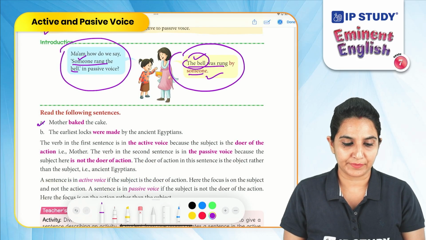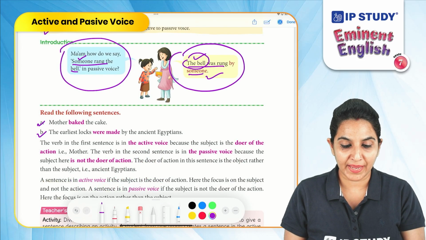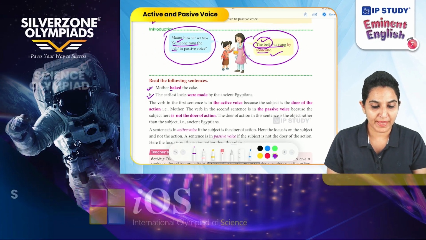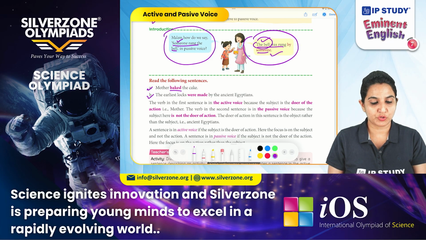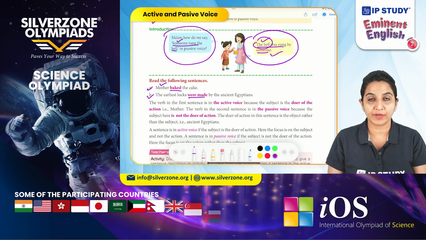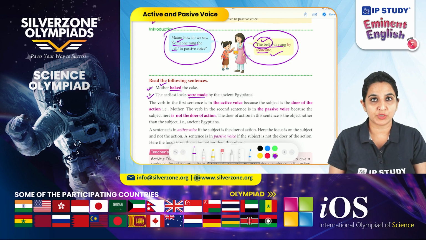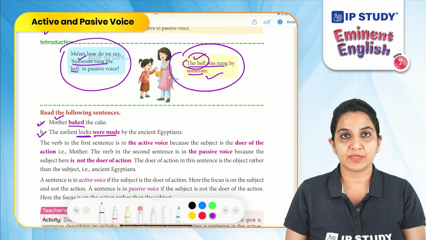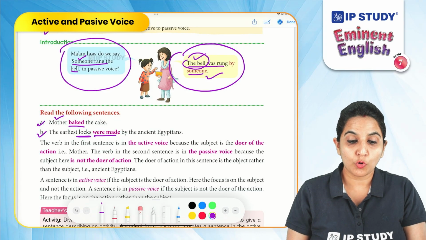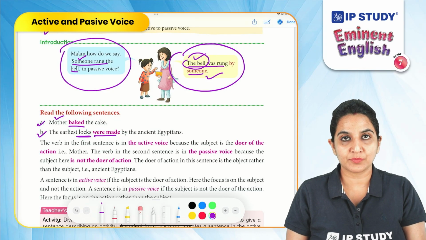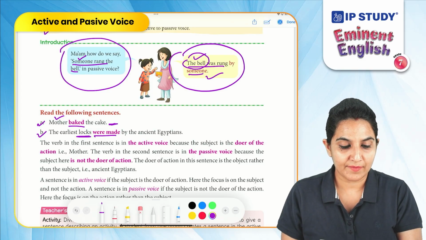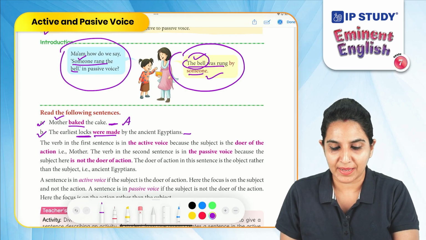Mother baked the cake. The earliest clocks were made by the ancient Egyptians. In the first sentence, the verb baked is done by the subject, mother. Whereas in the second sentence, the verb were made is not done by the subject in the sentence, but it is focused more on the object. So what was made? The clocks were made. Who baked the cake? The mother baked the cake. This is what we call active and passive voice. The first sentence is in active voice and the second sentence is in passive voice.